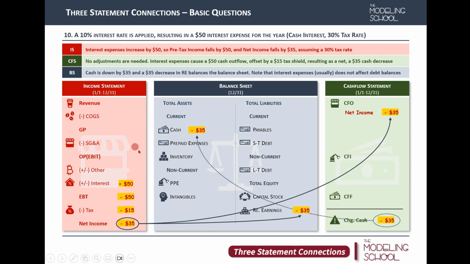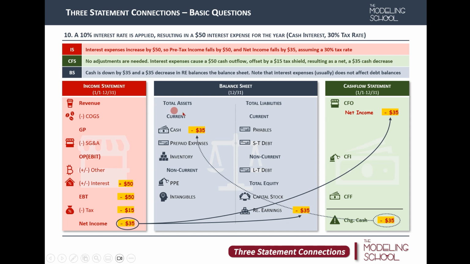But to sum up, interest expenses increased by $50, so pre-tax income fell by $50. Net income fell by $35, assuming a 30% tax rate. No adjustments are needed for the cash flow statement. Interest expenses cause a $50 cash outflow offset by a $15 tax shield, resulting in a $35 cash decrease. Cash is down by $35, and the $35 decrease in retained earnings balances the balance sheet.